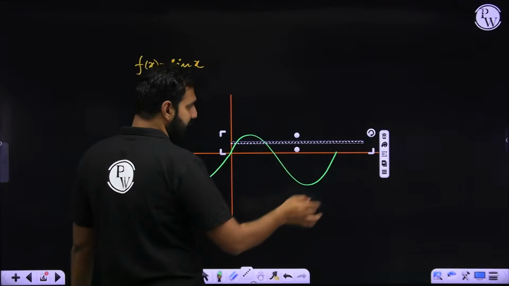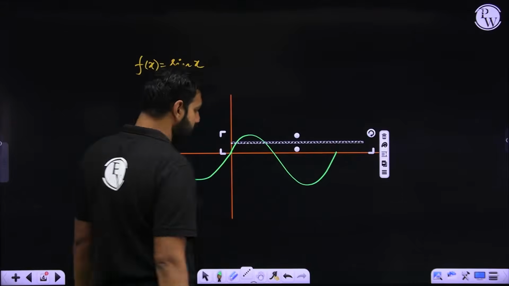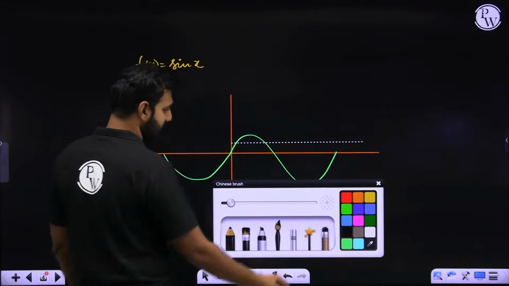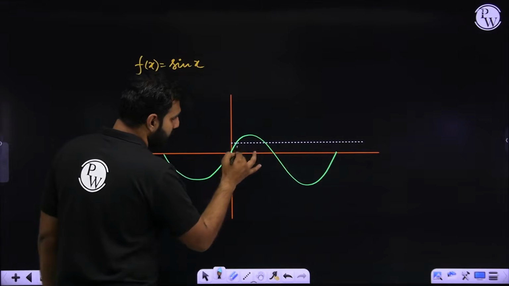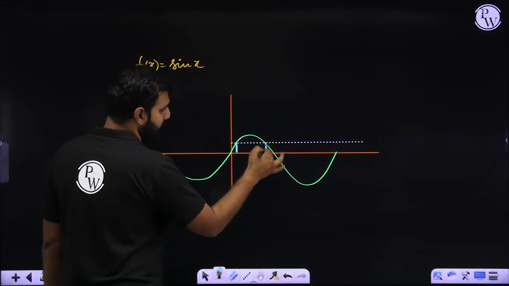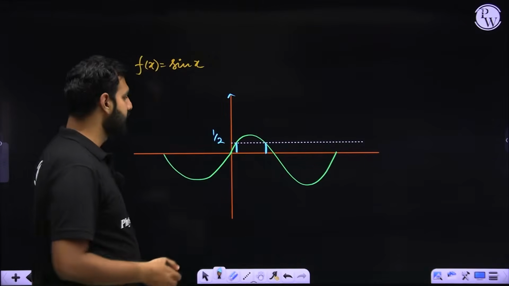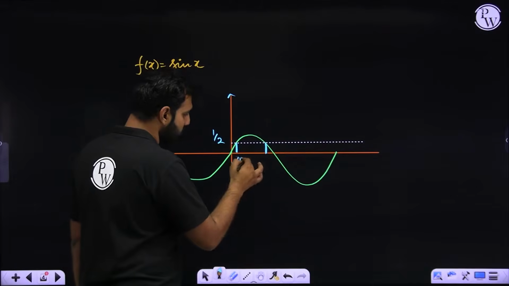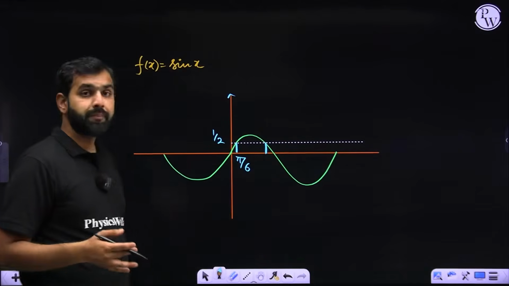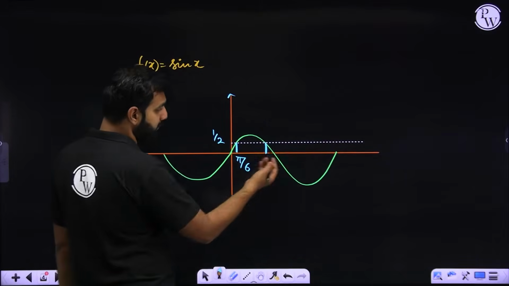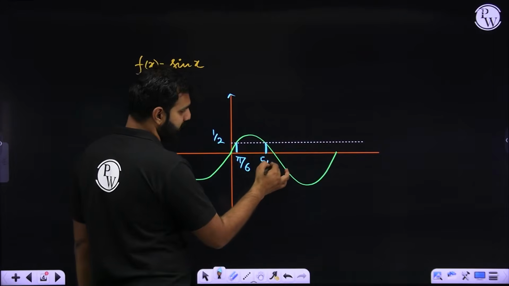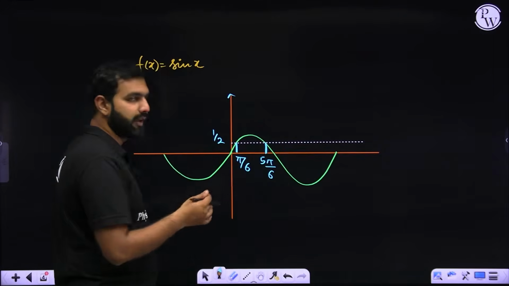You might end up saying, sir, at a lot of places, because there are a lot of values of x at which I can find sin x becoming 1 by 2. I hope you can see. Let's say this point is 1 by 2 on the y-axis. I hope you all know that at 30 degrees, which means at pi by 6, we see sin x becoming 1 by 2. And of course, not just that, pi minus pi by 6, which is 5 pi by 6.